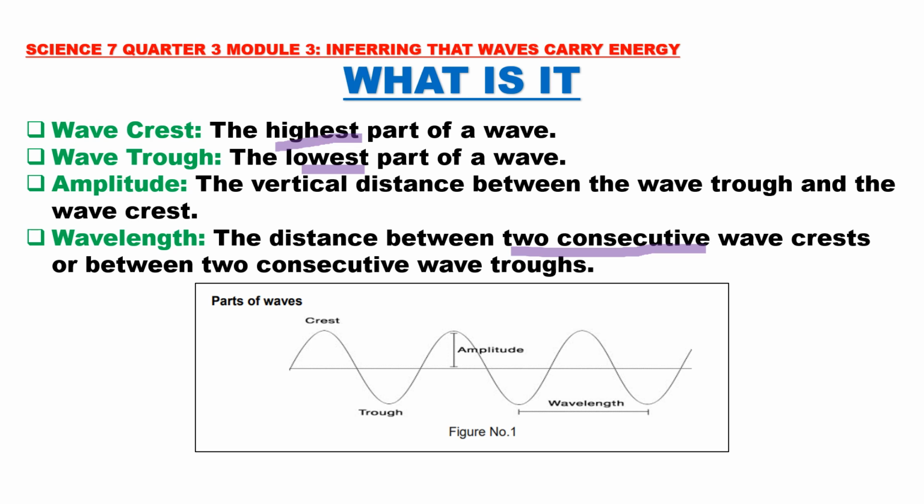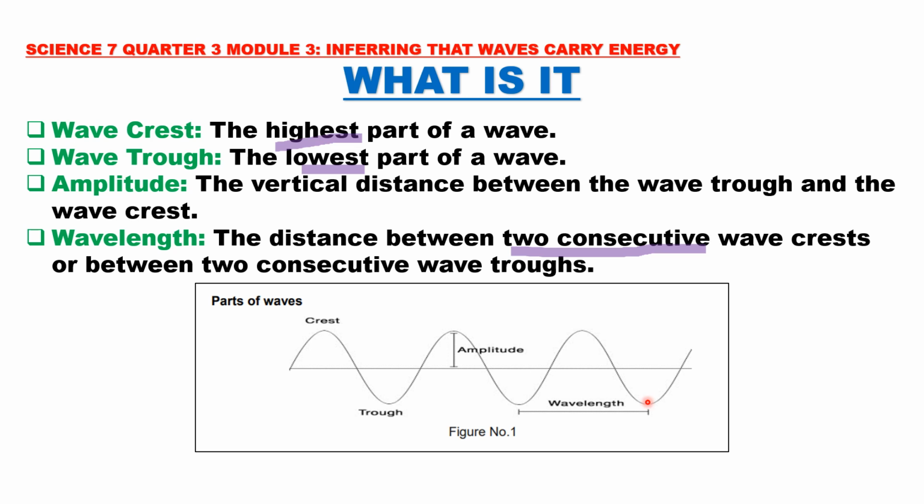So, para mas malinaw, ito yon. So, yung crest natin, highest point or highest part of a wave. So, we have crest 1, 2, and then 3. So, dito sa drawing na to, we have 3 crests. Next, wave trough, the lowest part of a wave. So, ito yung trough natin, 1, 2, and 3.